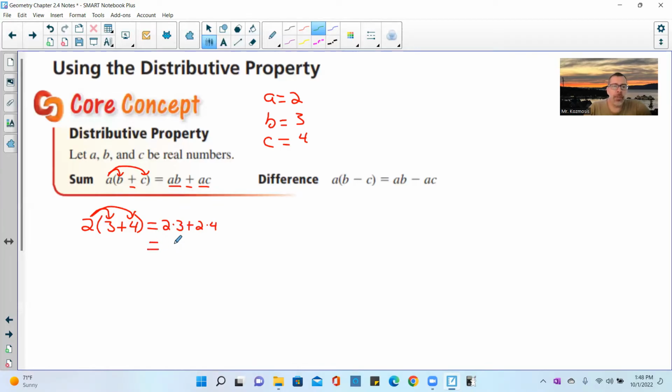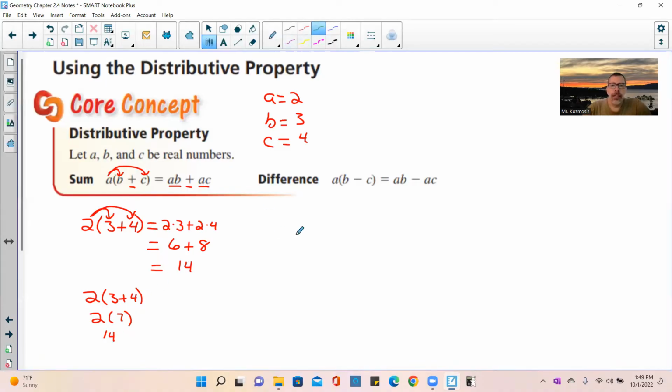Now I can take that one step further and say that is 6, and this is 8, and 6 plus 8 is 14. Now, I'm just proving this to you because if we did order of operations, we know the values in this parentheses, there's our grouping, we do that first. So if I used the order of operations to answer this question, I would simplify the parentheses first, getting 7, and 2 times 7 is 14, and we get the same answer.